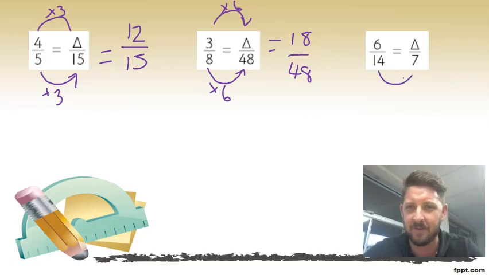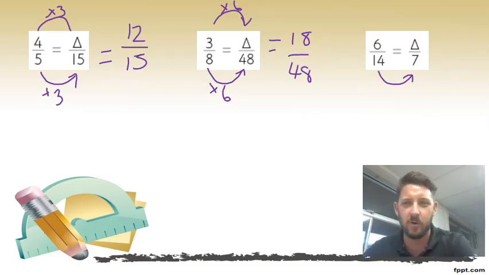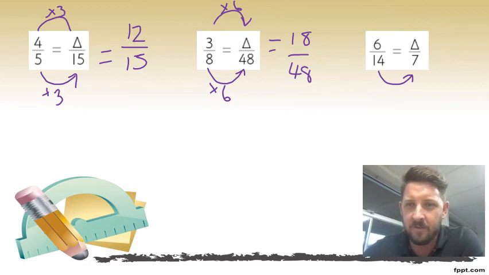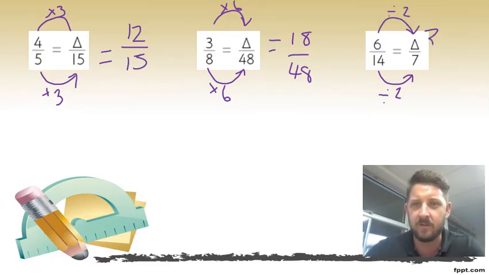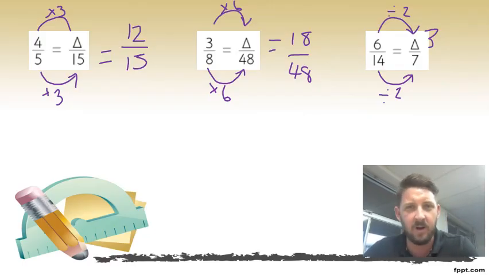Now this one's a little bit different. And the reason I've given you this is for you high-level thinkers. Looking at 14 to 7, we didn't multiply. We actually divided. So we divided the bottom number by 2. So we divide the bottom number by 2, we divide the top number by 2. So 6 divided by 2 is 3, so my answer would be 3/7.